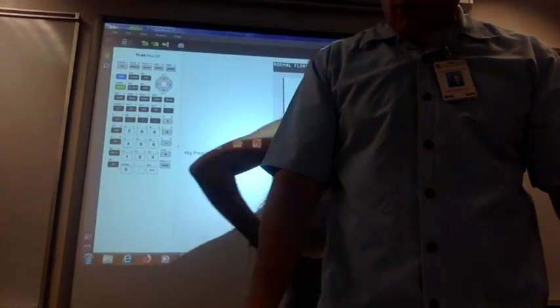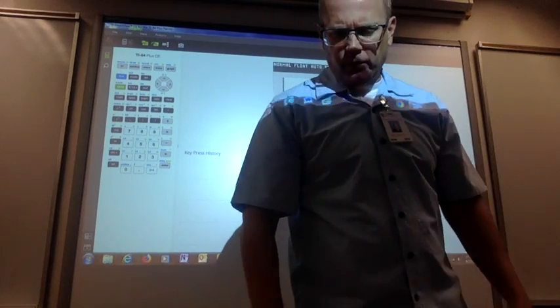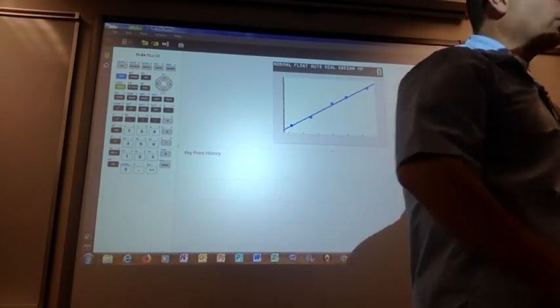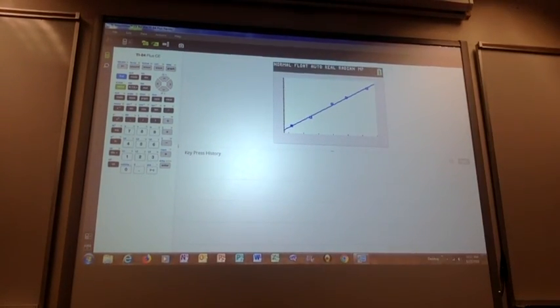I am going to be going over worksheet 2D. So some of it can be done without the calculator. Some of it we're going to walk through and do with the calculator.